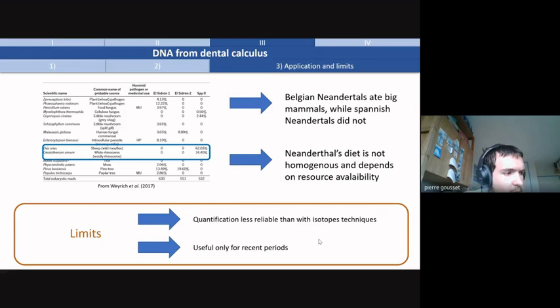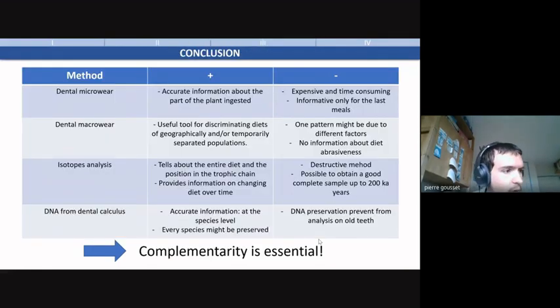However, we should note that quantification with this method is less precise than with isotope analysis. In addition to this, the low DNA preservation rendered this method useful only for recent periods, at least up to now. So here is a summary of the positive and negative points for each method.